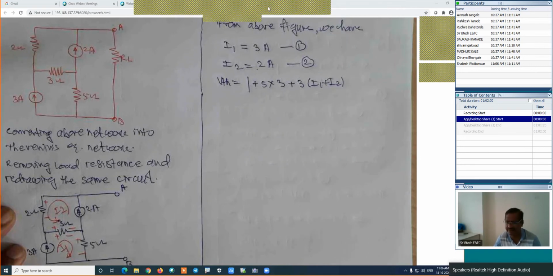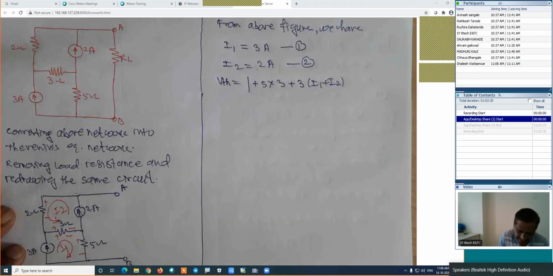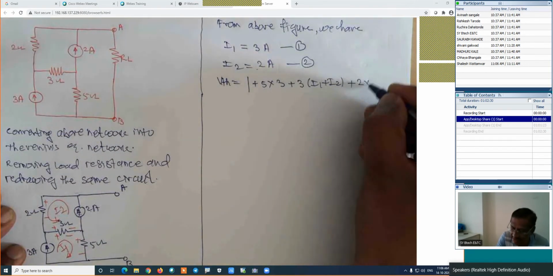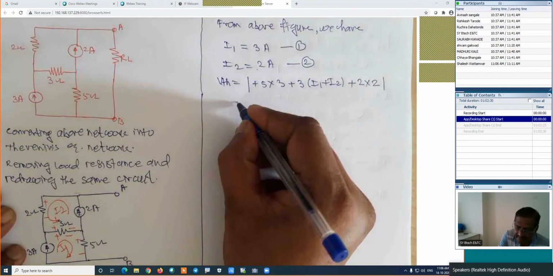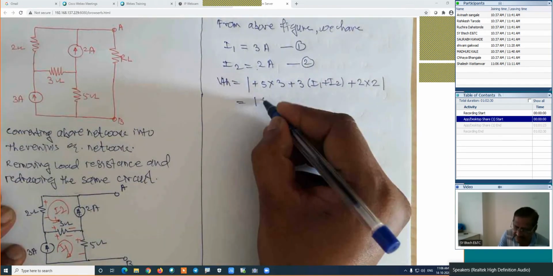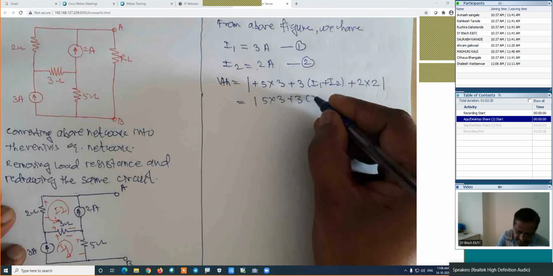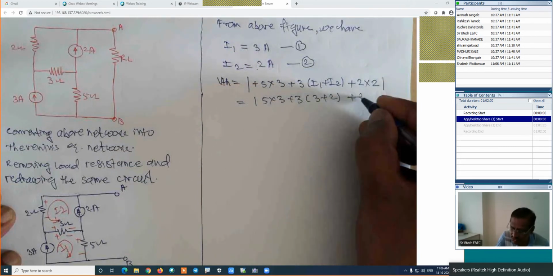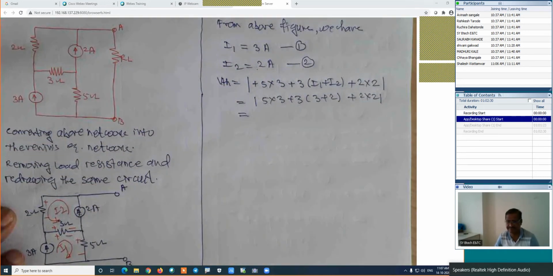Is it right? Are you getting me? In this case, the resultant current will be the same value. Similarly, if I am coming back negative to positive, which is a plus, its resistance is 2 and its current is 2 amperes. That's it about this, which is equal to: 5 into 3, plus 3 into (I1 plus I2), which is I1 equal to 3 amperes plus I2 equal to 2 amperes, plus 2 into 2. Simplify this equation and find out the value of VTH.